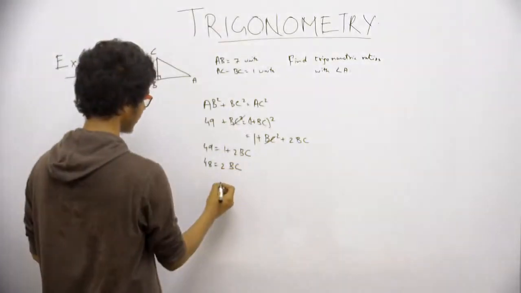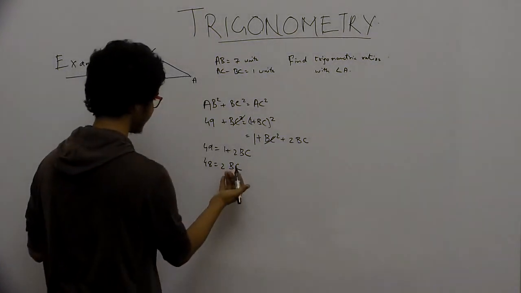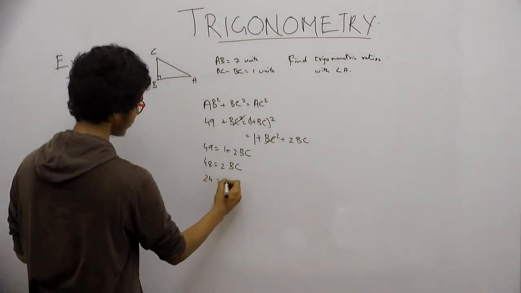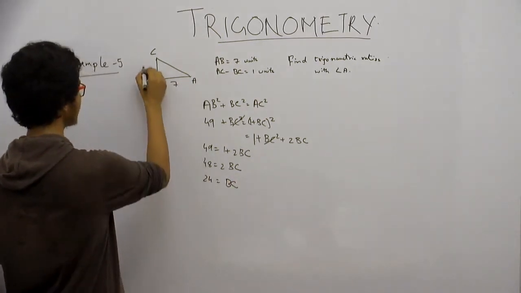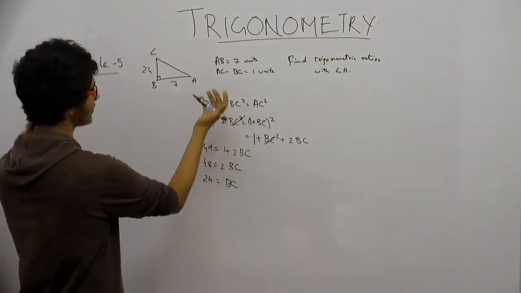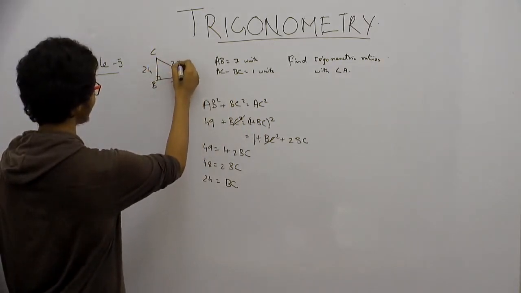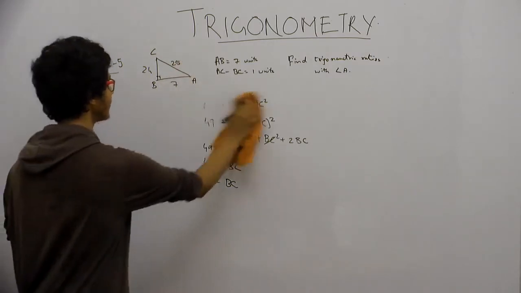Now we subtract 1 from both sides. We get 48 equals 2BC, so we divide both sides by 2. We get 24 equals BC. So we get AB as 7 units, BC as 24 units. Now for AC, instead of calculating with the Pythagoras theorem, we have the question saying AC minus BC is 1 unit. So AC is obviously BC plus 1. We get 25. The diagram is not according to scale, so don't go by that.